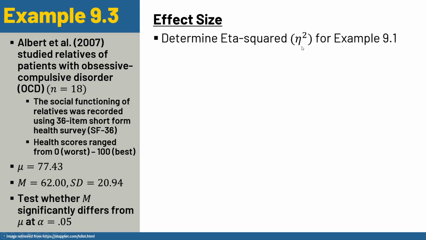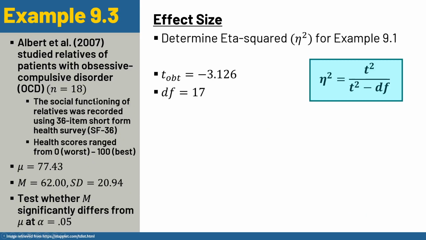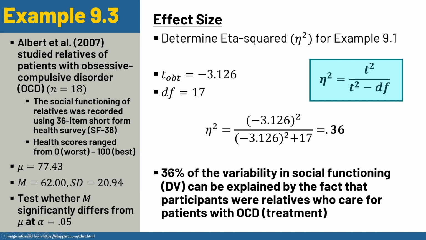And so real quick as an example, let's do eta-squared for the example we just did. All we have to do is plug in our t and our df into this equation. And if we do that, we get 0.36, which means that 36% of the variability in social functioning can be explained by the fact that participants were relatives who care for patients with OCD, that treatment in this study. And so when we talk about proportions of variance explained, this is what we're referring to.